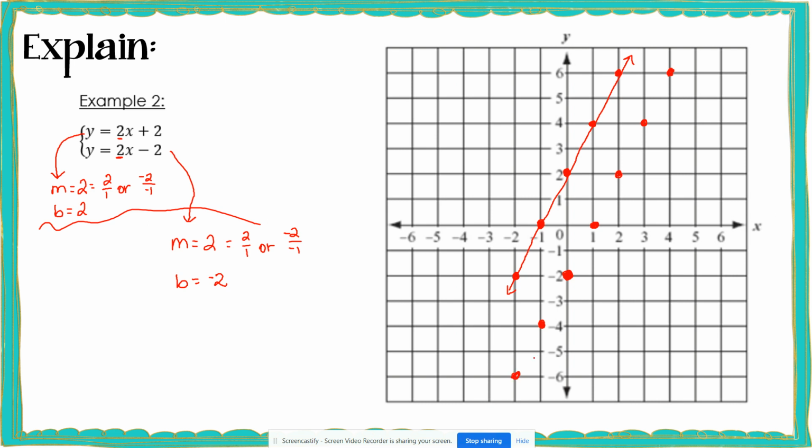What you'll notice is that these are never going to intersect. If you look at these lines, they run parallel to each other. So because these are parallel lines, they will not intersect. So what this tells you, and you can actually do this without even graphing, is that these are parallel lines because the slopes are the same, but the y-intercepts are different.